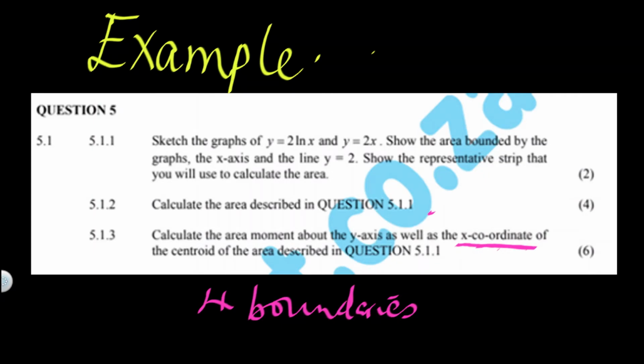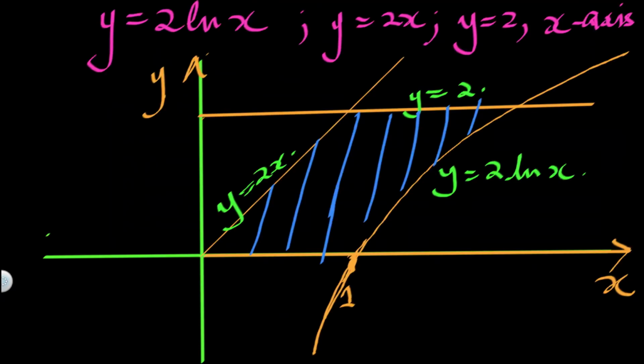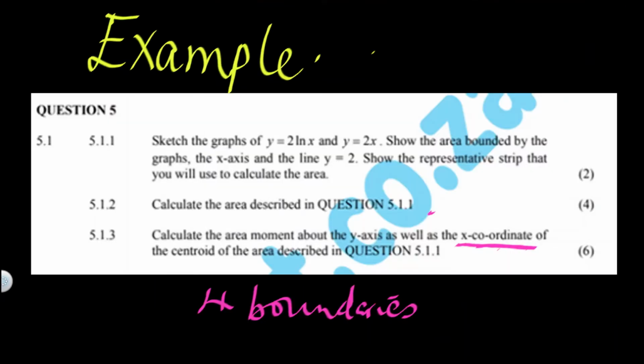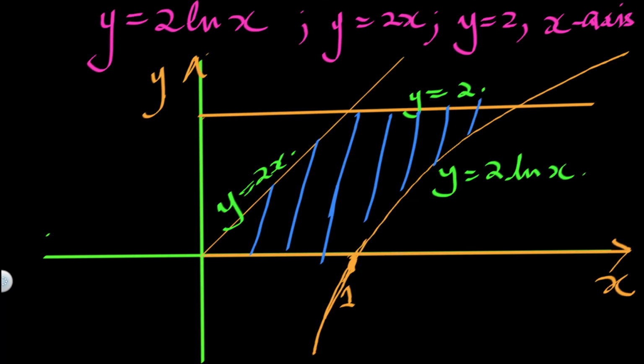So yes, I'm going to show my representative strip. So let's show our representative. Okay, let us show our representative strip, which is a horizontal strip, by the way. So I have to draw this strip. So I draw a line here.